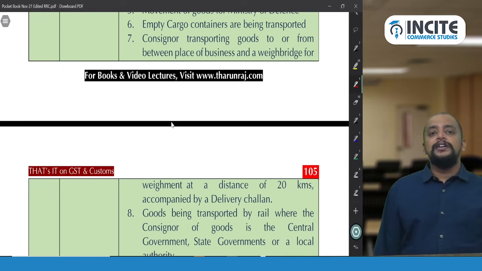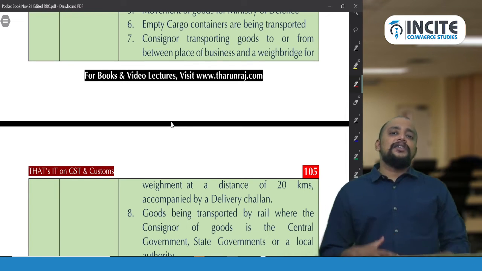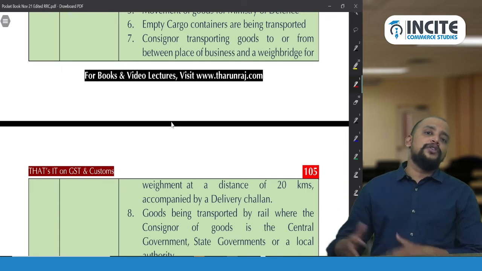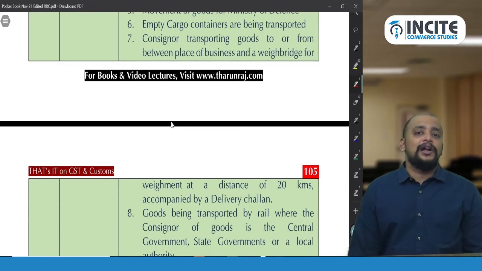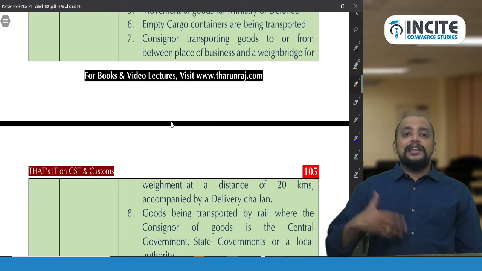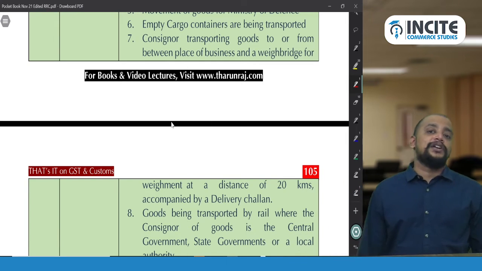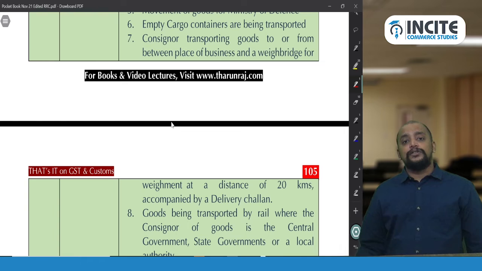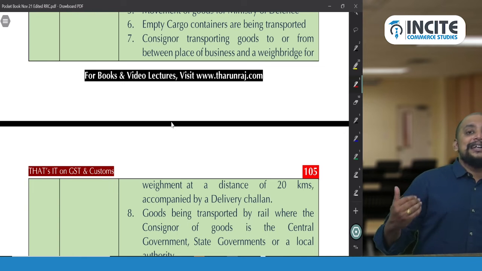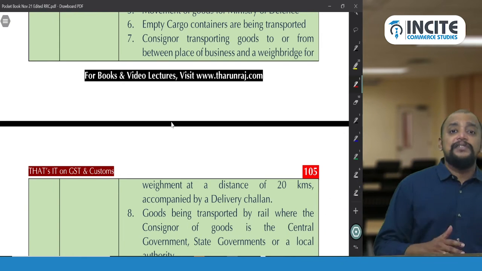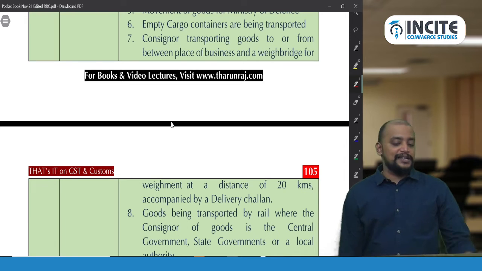So what is that? Whenever we take the goods in a truck to a weigh bridge, first an empty truck will go. Anyhow, empty cargo containers do not require e-way bill, and thereafter we will load the goods into the truck and again take it to the weigh bridge to know the weight of the lorry with goods, so that they can identify the weight of the goods. If that weigh bridge is within 20 kilometers, e-way bill is not required. Okay, that is this point.